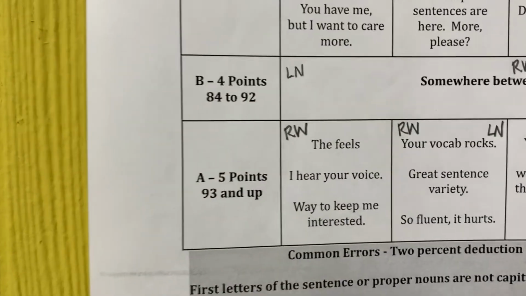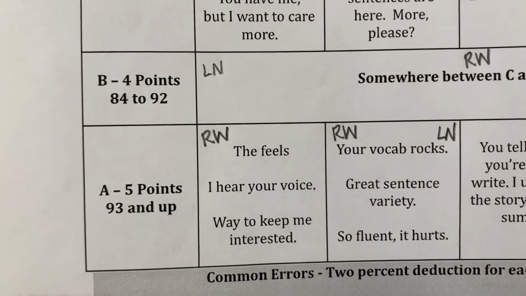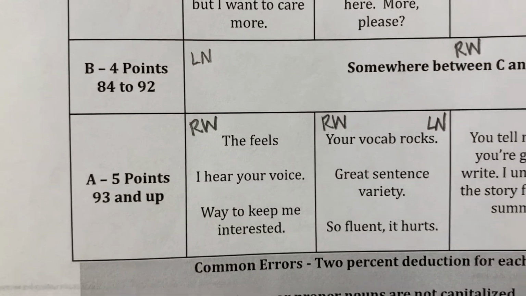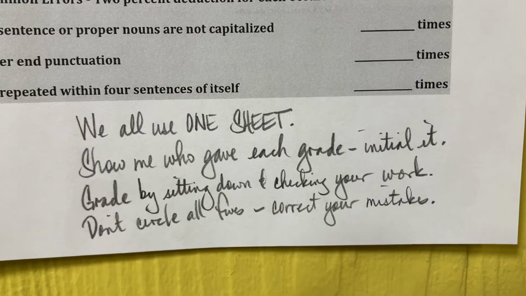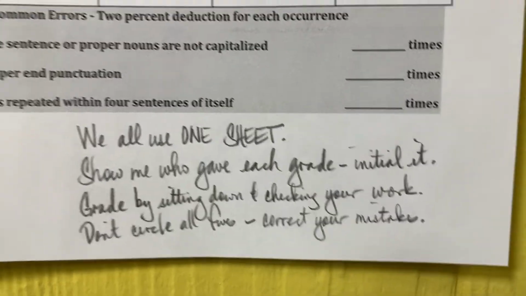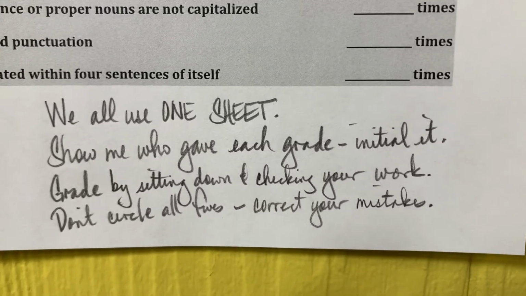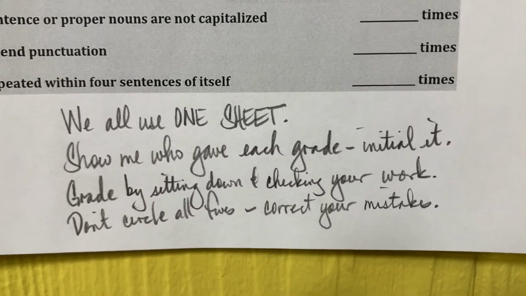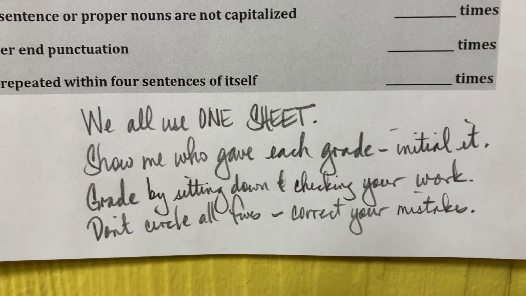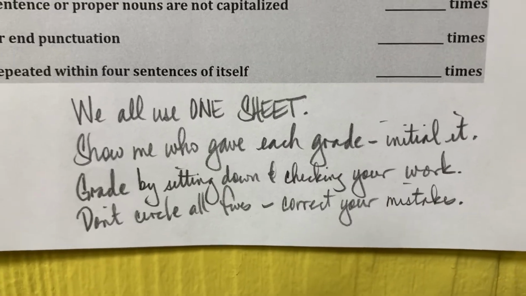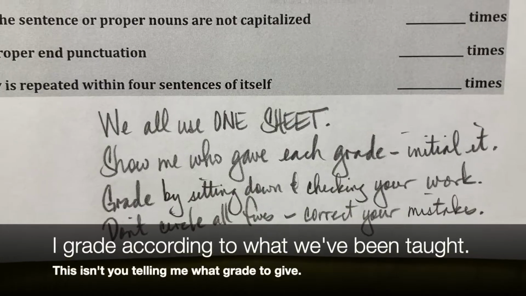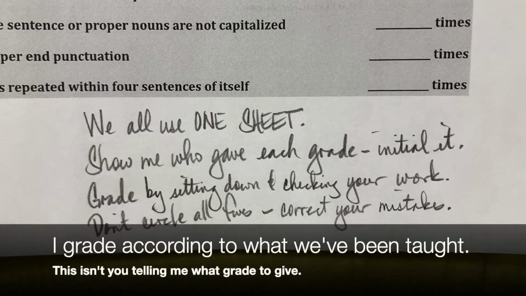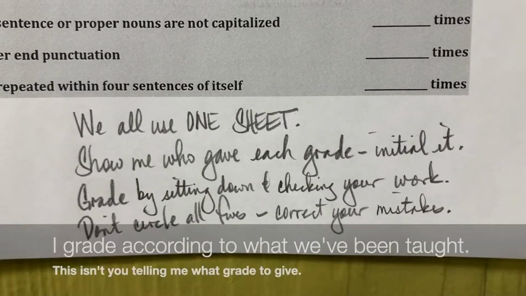So tell me, what grade did you give them? By initialing which grade you gave them. Notice, we all use one sheet. And show me who gave each grade by having them initial each grade they gave you, right? And grade by sitting down and checking your work. Don't just circle all 5s. Correct your mistakes. Keep in mind, this is not you telling me what grade to give you. This is showing me that you took the time to evaluate your own work.